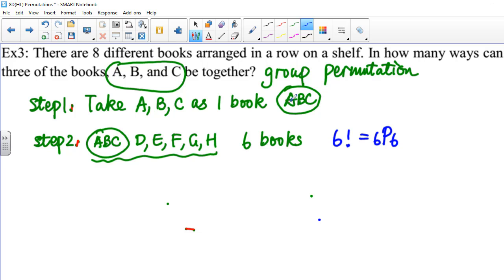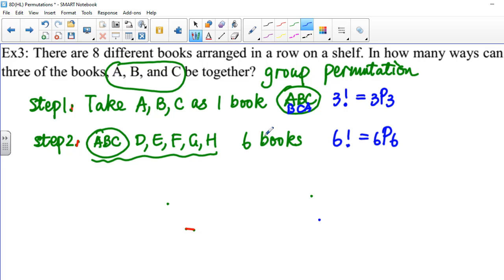How many different ways are there for ABC to form a small group? In the small group, you can place ABC as ABC or BCA or ACB. Anyways, those 3 books can form different permutations, different orders. 3 books means I have 3 factorial permutations, 3 factorial different orders. Or you can do 3p3.